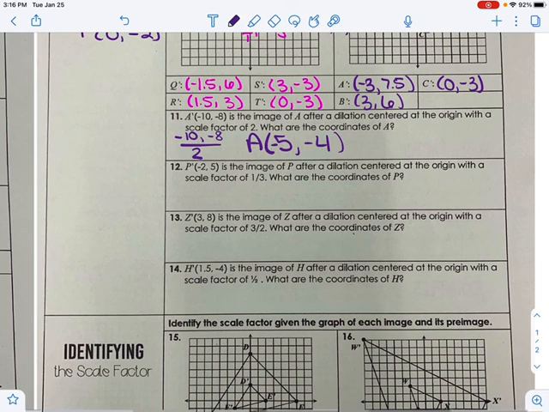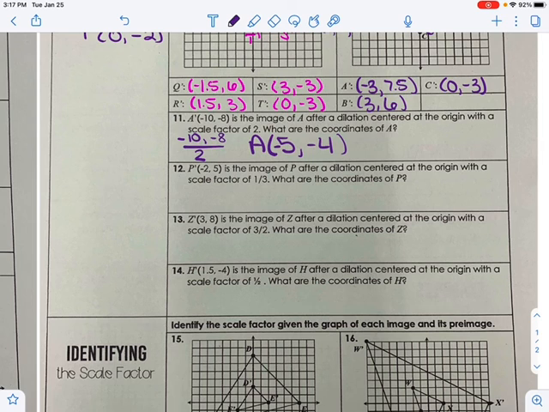Let's try it again. P prime is the image of P after a dilation set around the origin with a scale factor of 1/3. What are the coordinates of P? So in this case, the scale factor was less than 1, so it made it smaller, which means our original will be bigger. And again, we do the opposite. The opposite of 1/3, or in this case, dividing by 3, would be to multiply by 3. So this is where I take my coordinate, and then I do the opposite of the scale factor. P was originally negative 6/15.